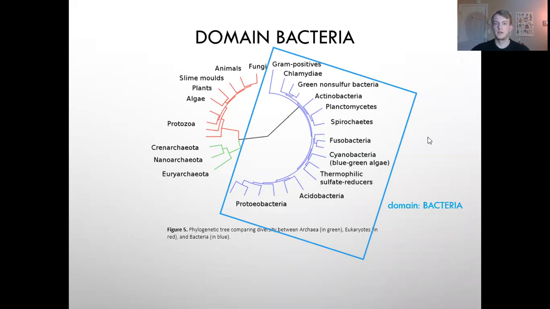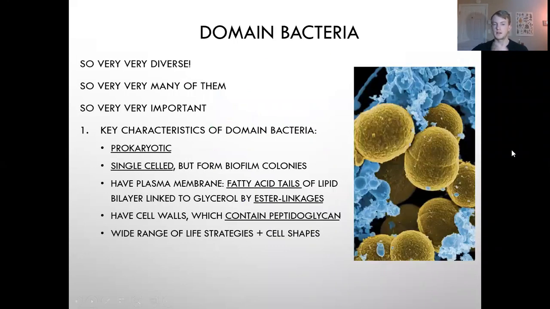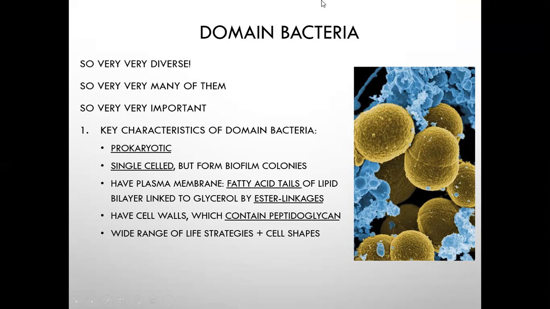So bacteria are extremely diverse. We've talked about that a little bit in the last video. Just to reiterate, they're very diverse, very important. Again, they're prokaryotic, they're single-celled, but they can also form those biofilms we talked about. Other important characteristics is that they have a fatty acid tail, which is in their lipid bilayer, which is linked to a glycerol by ester linkages. Okay, more about that in a little bit.